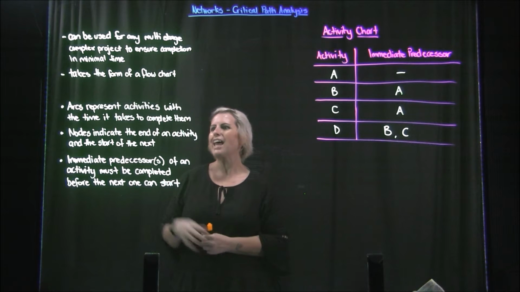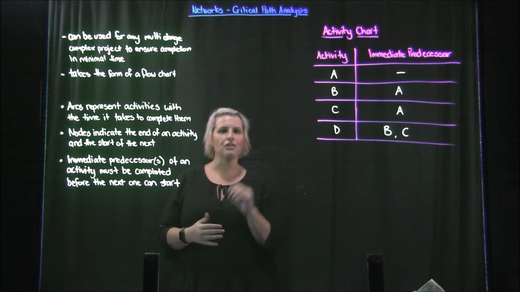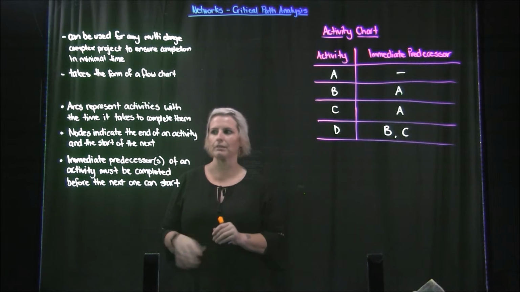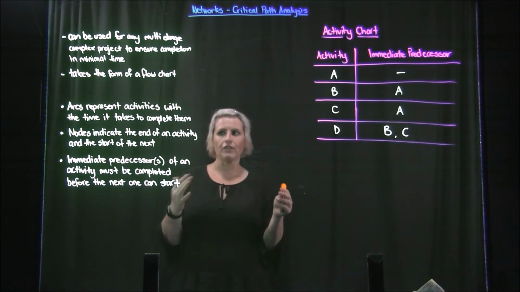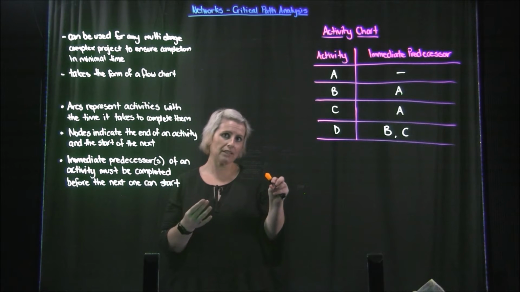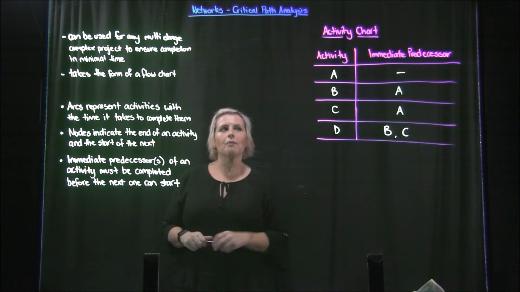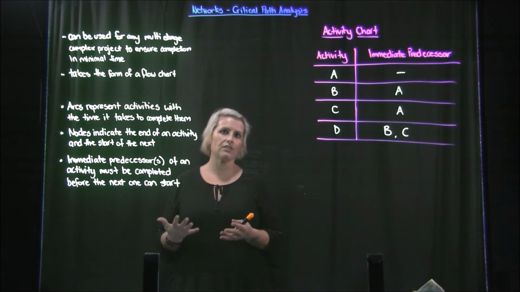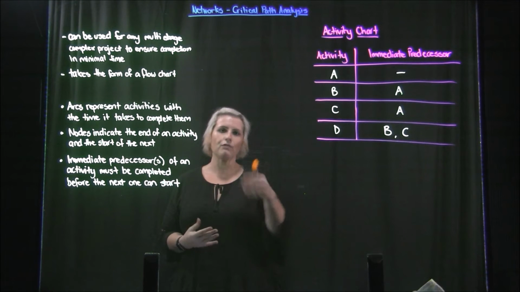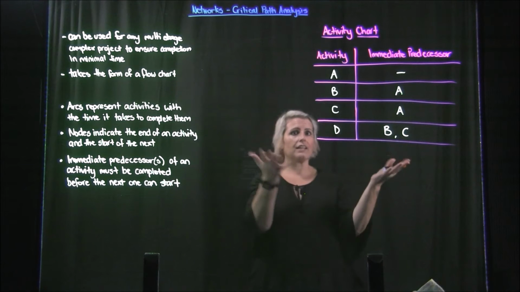The arcs of these sorts of networks represent activities and the time that it takes for those activities to be completed. The nodes indicate the start and finish of an activity, so the end of a particular activity and the start of the subsequent activity. Immediate predecessors are the tasks or activities that must be completed before the next one can start. A good example of that is the activity chart that we have here.